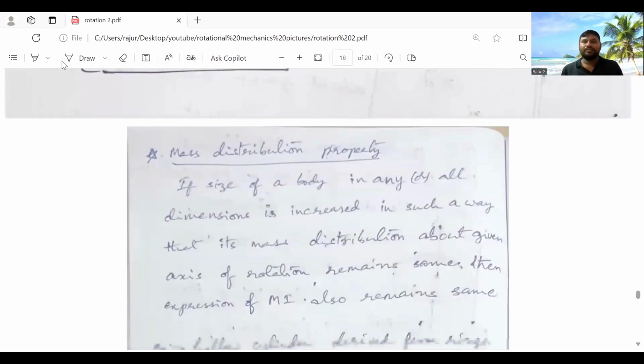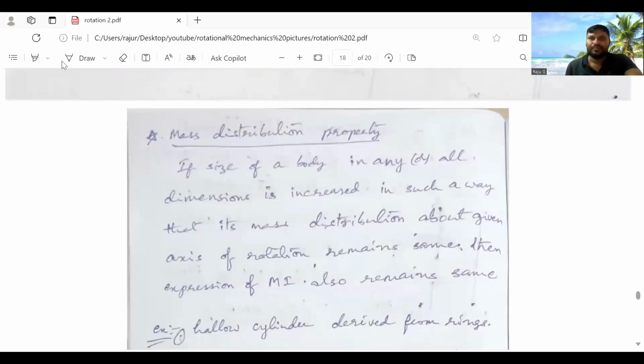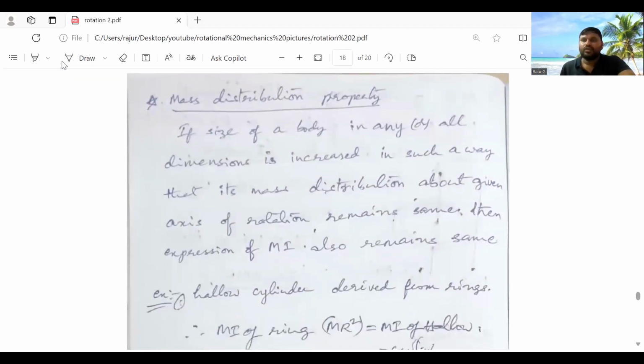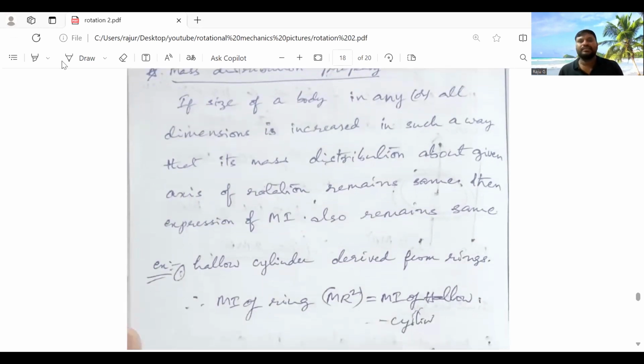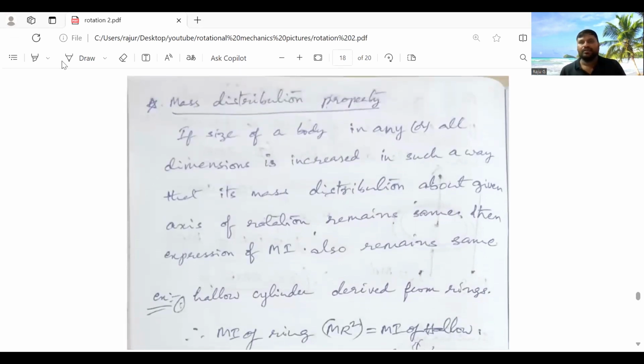Next, a very important concept in moment of inertia is the mass distribution property. What is the mass distribution property? If the size of a body in any or all dimensions is increased in such a way that its mass distribution about the given axis of rotation remains the same, then the expression of moment of inertia also remains the same. Which means, for example, if you consider this rod, the moment of inertia of this rod about its axis is ml square by 12.